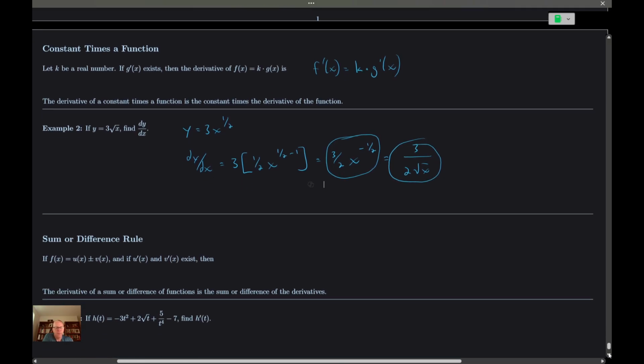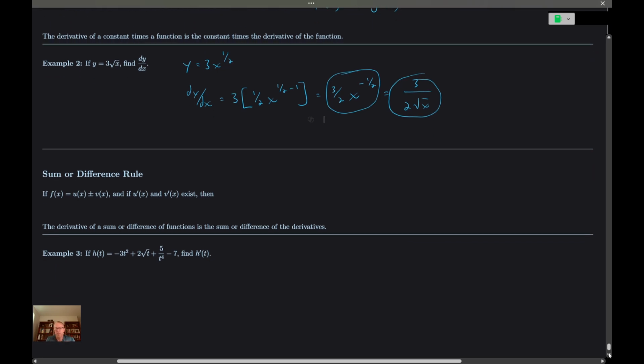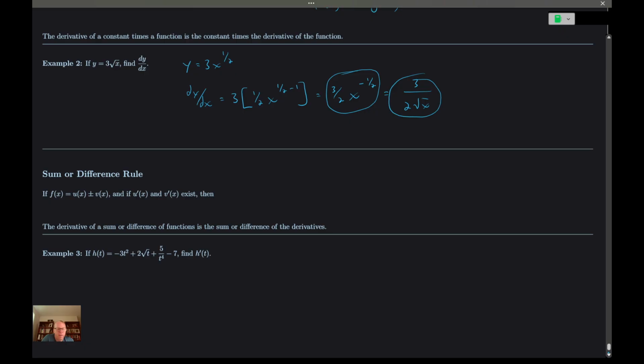Then the sum or difference rule. So this will allow us to take the derivative of a polynomial pretty easily. If we have f of x is the sum of two functions or the difference of two functions, and you can take the derivative of both of these functions, then f prime of x is just going to be u prime of x plus or minus, as the case may be, v prime of x. So the derivative of the sum is the sum of the derivatives. The derivative of the difference is the difference of the derivatives.